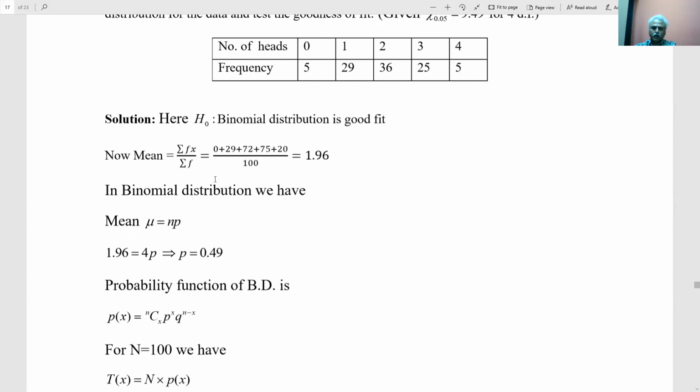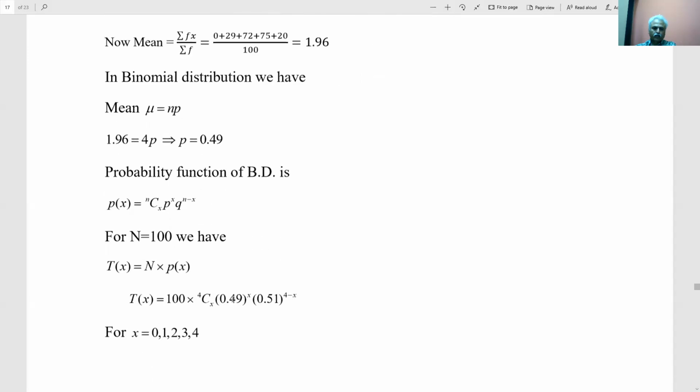But in the binomial distribution, the mean is n into p, where p is the probability of getting a head in any one of these tosses. On average the probability is 0.49. So what is p? Mu upon n. Mu is 1.96, upon n is 4, because 4 coins are tossed. So when you calculate p, it is 0.49, and q is 1 minus p, 1 minus 0.49, which is 0.51. So 0.49 is p, 0.51 is q, and p plus q is always 1, like the sum of all possibilities is always 1. So n is 4, because of the 4 coins.